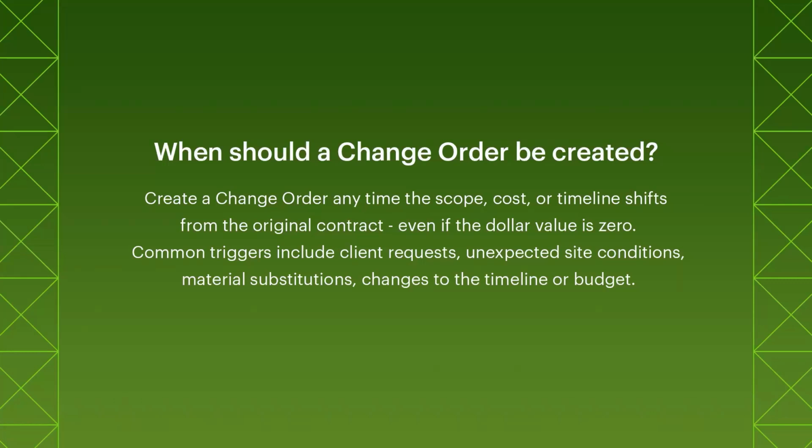Now, common triggers for change orders are typically going to be client requests, unexpected site conditions, material substitutions, and changes to timeline or budget. Real world examples that I have seen people in my success pipeline do are change orders for things like unexpected site conditions. Perhaps they started doing excavation and found a pocket of loose soil they need to correct. Maybe they want to adjust something for code enforcement. Those are examples where I usually see change orders being created as well.